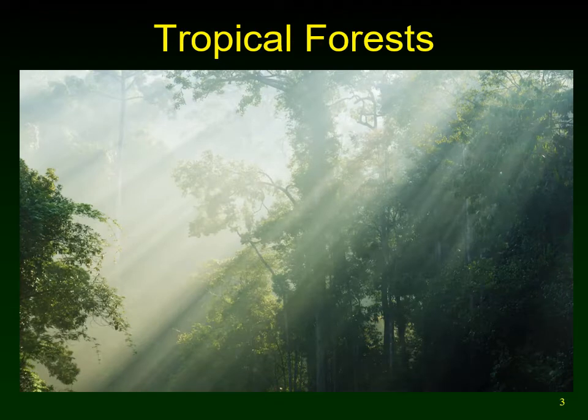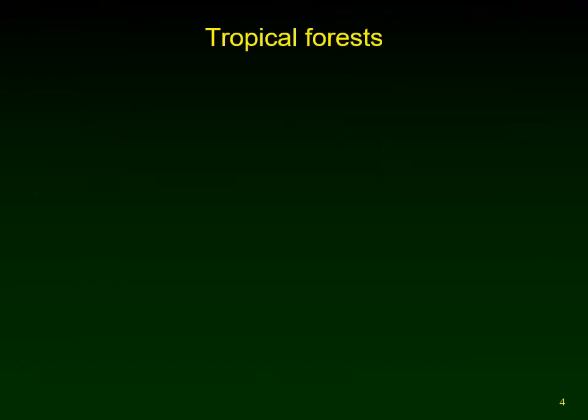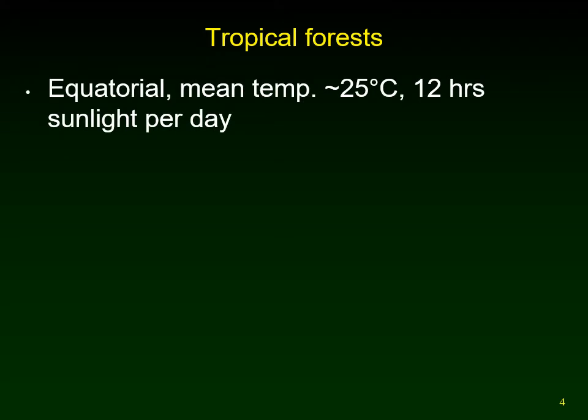We're going to start off with tropical forests. Tropical means we're talking about an equatorial area. So we're talking about within 10 degrees latitude north and south of the equator. We're going to find these tropical rainforests. Average temperatures are around 25 degrees Celsius, and they have 12 hours of sunlight per day.